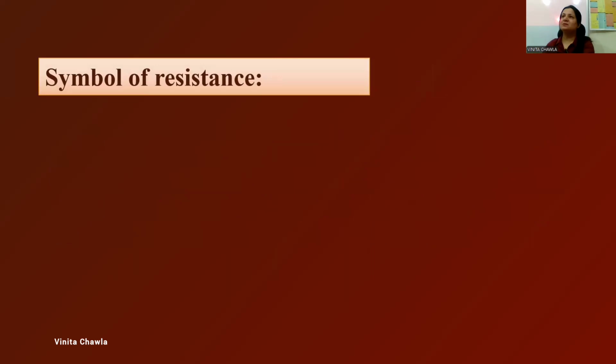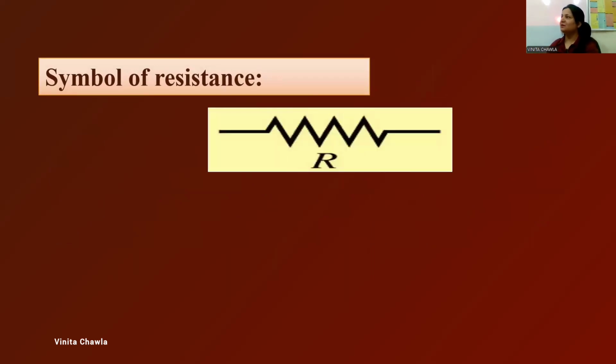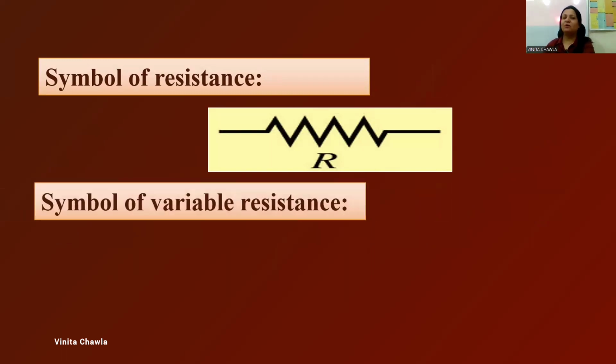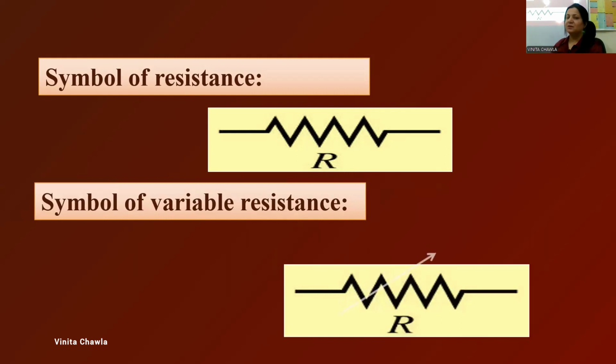Symbol of resistance is a zigzag line. We draw a line like this. This is the symbol of resistance. And if we have a variable resistor, then how do we draw it? An arrow comes in the middle. So the symbol of variable resistance is this.